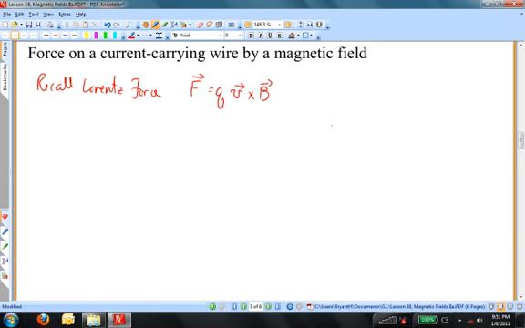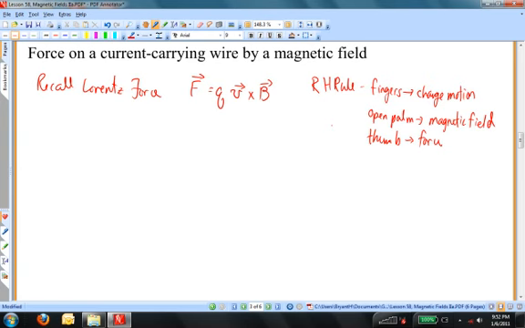Their fingers would go in the direction of the charge motion, which in this case is in the direction of the velocity v. The open palm is in the direction of the magnetic field B, and our thumb would point in the direction of the force. Now, if I take and confine these charges to a wire, it turns out that there's a force that's exerted on the wire in the current carrying magnetic field.